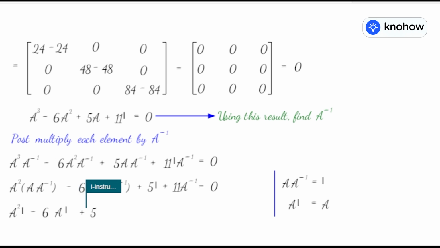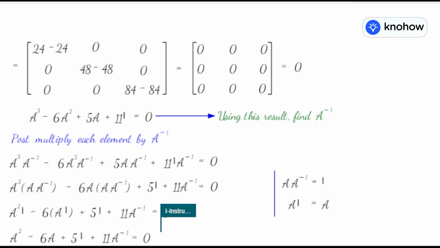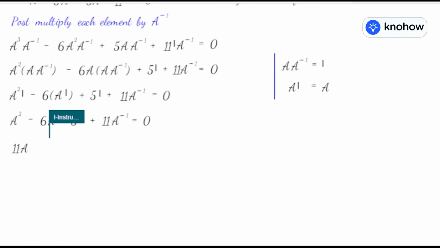Let me take one more step. A square into I, after all, A square is also a matrix, multiplied by identity matrix will keep it A square. Similarly here, A into I will keep it A only. So A square minus 6A plus 5I plus 11A inverse equal to 0. And from here, what is the value of A inverse? At least 11A inverse. Take all the other terms on the right side. You get on the right side minus A square plus 6A and minus 5I.